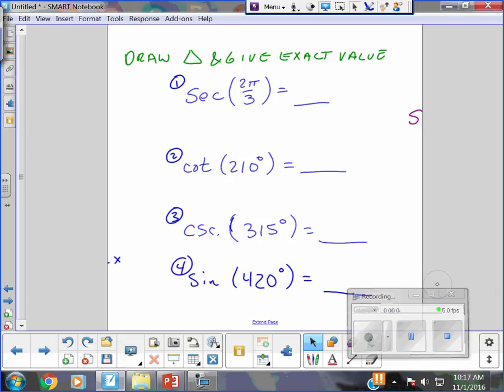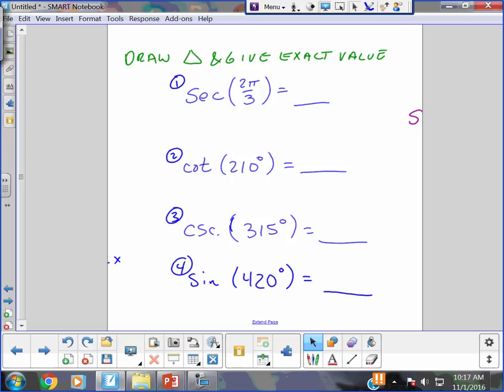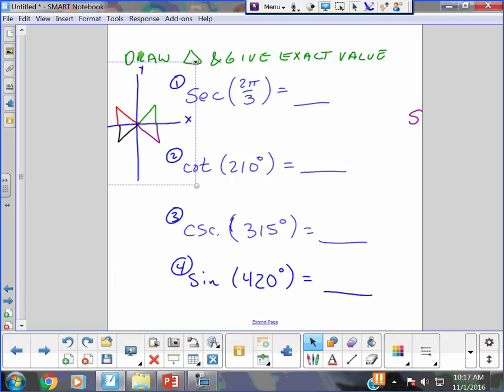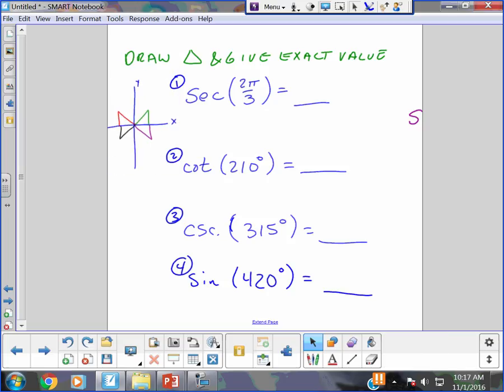All right. So we have draw triangles and give the exact value. First of all, you have to have the realization that there are 4 triangles to be had. And if I pull it out, I make it a little smaller. We have the green triangle in the first quadrant. We have the red one in the second. We have the black one in the third. We have the purple one in the fourth, okay?